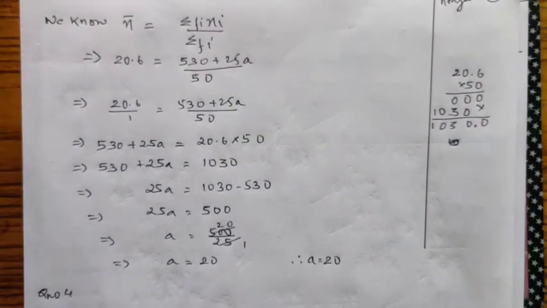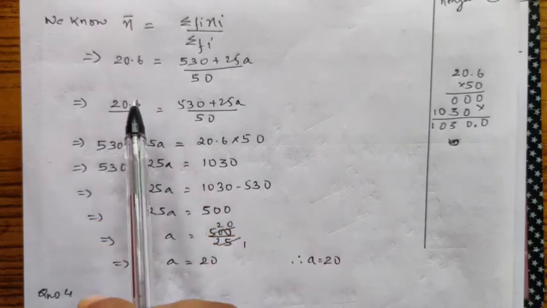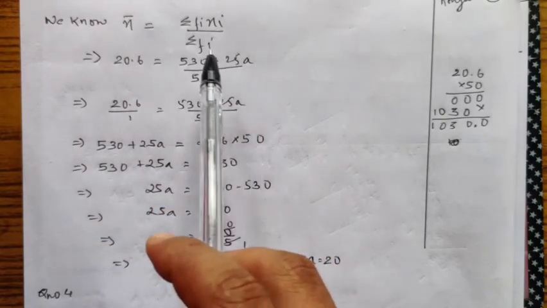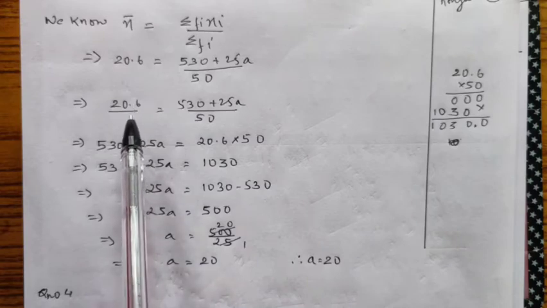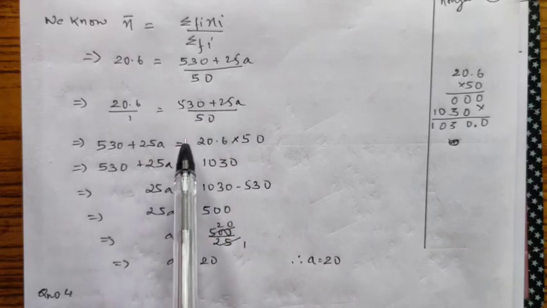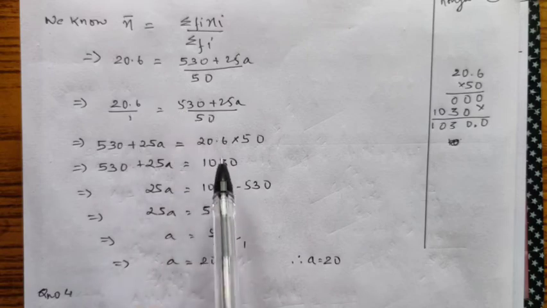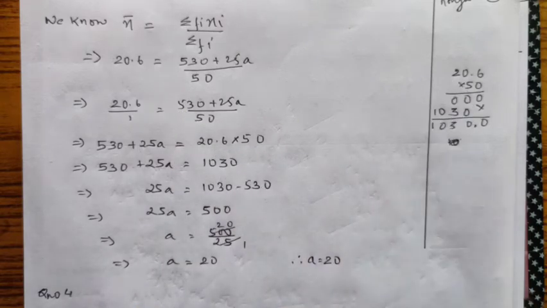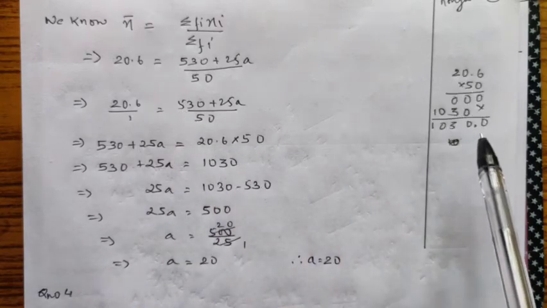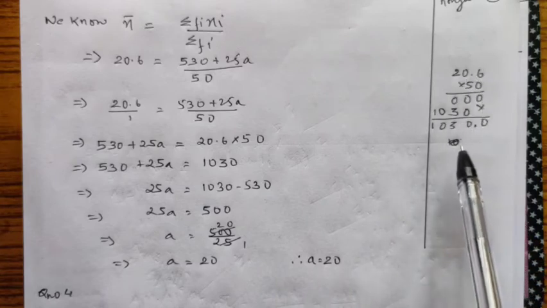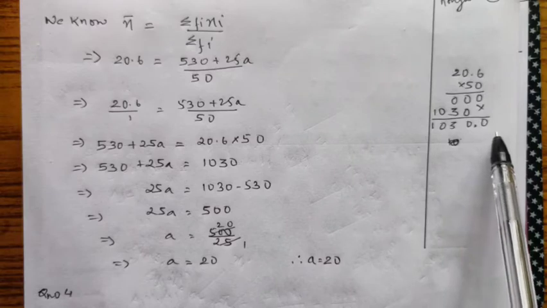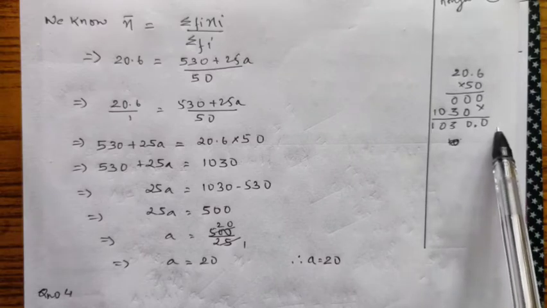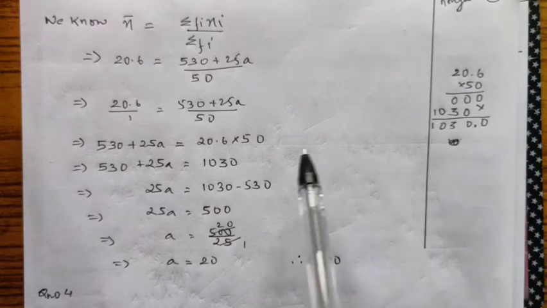So according to the formula, you put the values. 20.6, this one is 530 plus 25a, summation fi is 50. Now imagine there is 1 out here below this. Cross multiply 1 into this, it will give me the same thing, and this you will multiply 20.6 into 50. Show me the division, show me the multiplication. Remember, the point is after 1 digit, so you will get 1030.0. After the point, if you have 0, you don't need to write. So you will just write 1030.